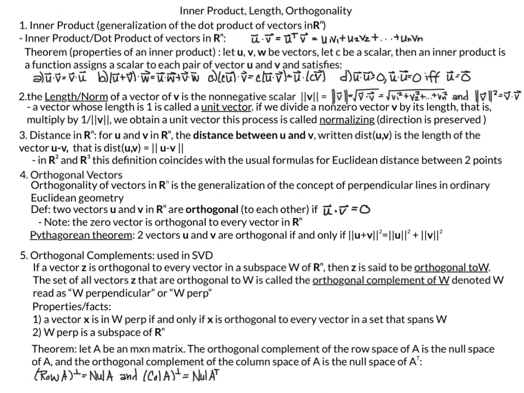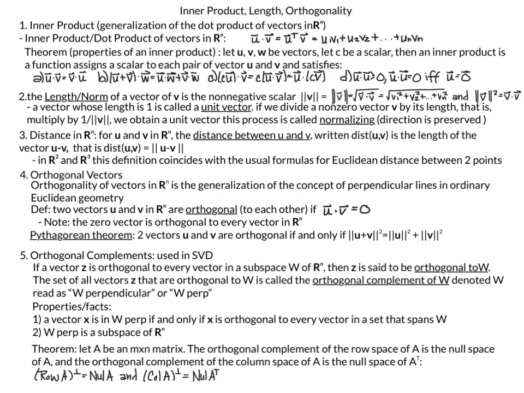And then on a different topic, but also about inner products, we talked about orthogonal vectors. So orthogonality of vectors is how we generalize the concept of perpendicular lines in ordinary Euclidean geometry. So we say that two vectors u and v in Rn are orthogonal to each other if u dot v equals 0. And we noted the 0 vector is orthogonal to every vector in Rn, and also we had this Pythagorean theorem: two vectors u and v are orthogonal if and only if the length of u plus v squared is equal to the length of u squared plus the length of v squared.